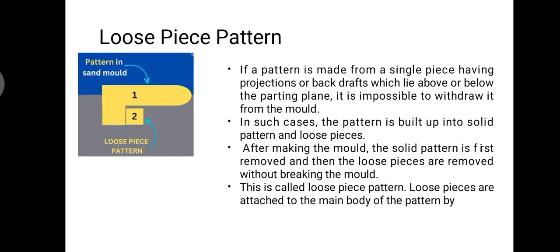Next one is loose piece pattern. If a pattern is made of a single piece but has any projection or backdraft, then we can go with this kind of pattern, called loose piece pattern. After making the mold, the solid pattern is first removed and then the loose pieces are removed without breaking the mold. So this is called loose piece pattern.